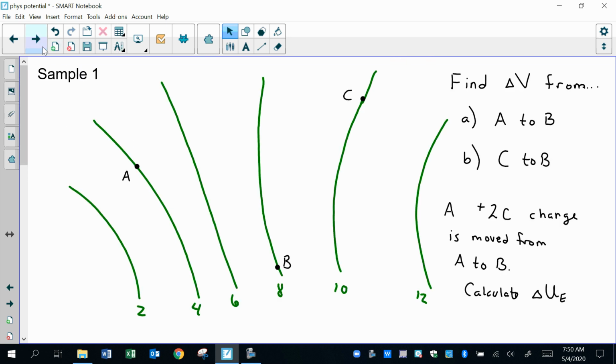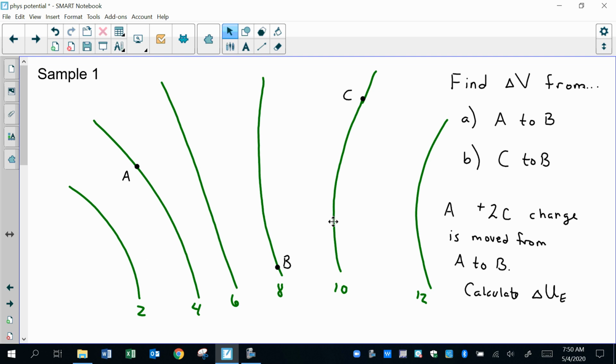All right. So these are samples that you can look at. They are on the slides that are posted for you, the PDF. So I've drawn my own equipotential lines. There are no arrows. So I've got 2 volts, 4 volts, etc.